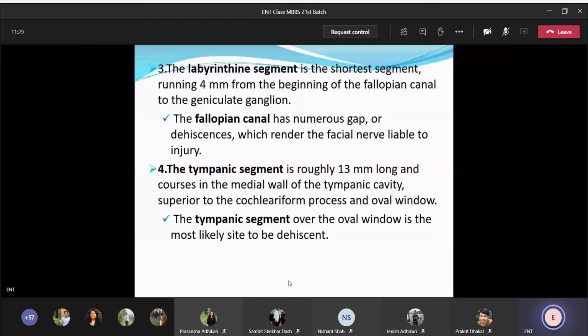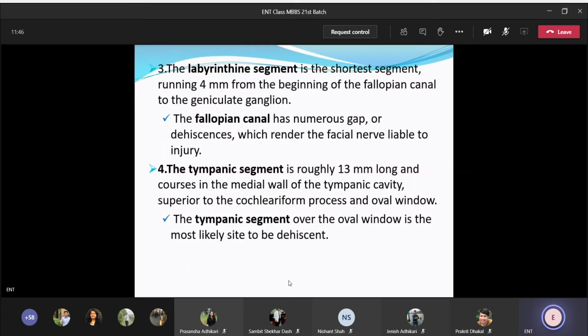The other part is the tympanic part. The tympanic segment is 13 millimeter long and courses in the medial wall of the tympanic cavity. The length is an MCQ, and the medial wall also. Which wall of the tympanic cavity? It is the medial wall of the tympanic cavity.